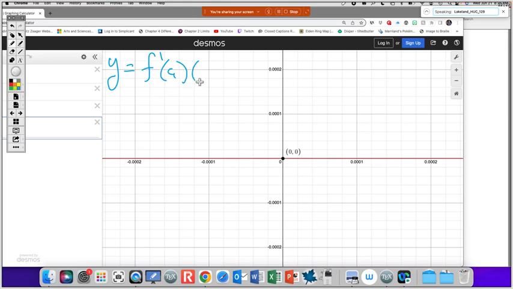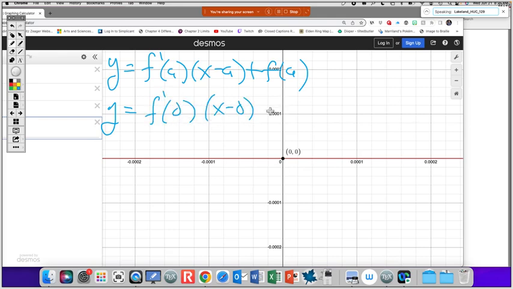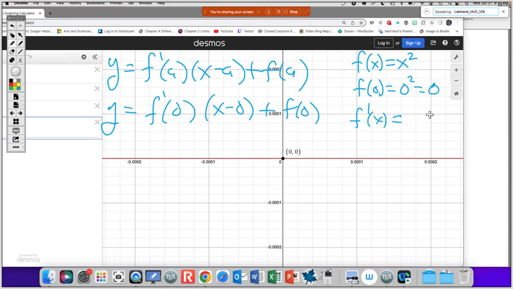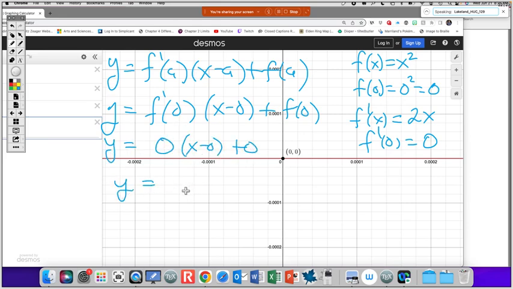y equals f prime of a times x minus a plus f of a. Let's look near 0. So y equals f prime of 0 times x minus 0 plus f of 0. I know my f of x is x squared. So my f of 0 is what? 0. I know my f prime of x is what? So what's my f prime of 0? So now I plug these in, I get 0 times x minus 0 plus 0. What do you get, folks? 0. y equals 0, aka the x-axis.